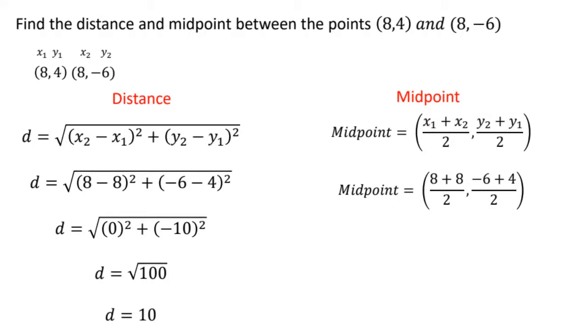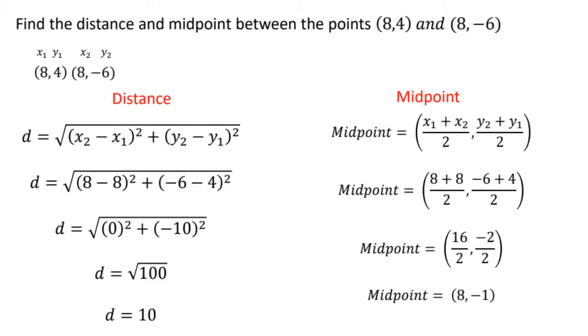Again, the (8 plus 8) divided by 2 is going to give me the x value. The (-6 plus 4) divided by 2 is going to give me the y value. So when I do that, 8 plus 8 is 16 over 2. -6 plus 4 is going to give me -2 over 2. Let's go ahead and do that division. 16 divided by 2 is 8, and -2 divided by 2 is -1.